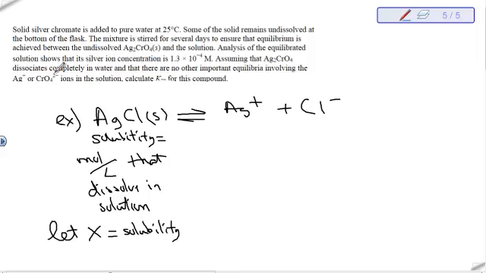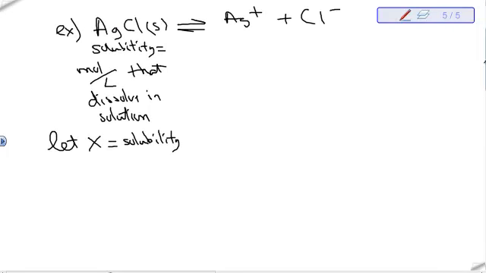Now, that phrase, it dissociates completely, they're not implying that it's 100% ionized. They're implying that it has established equilibrium and there are no other side reactions going on, so the only substances present are the ions from the silver chromate. Maybe it would help if I wrote the reaction for silver chromate.